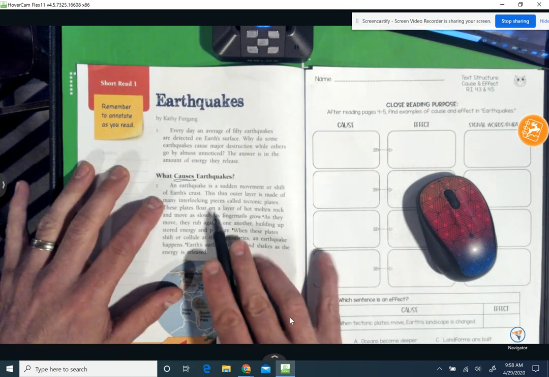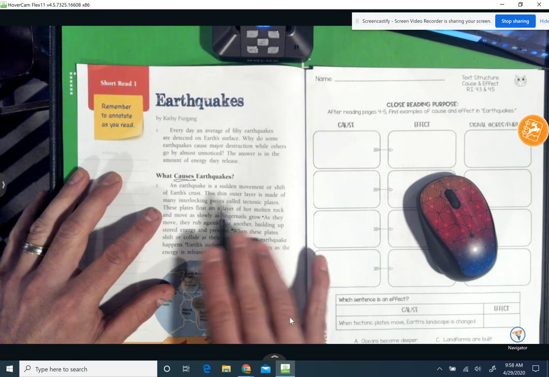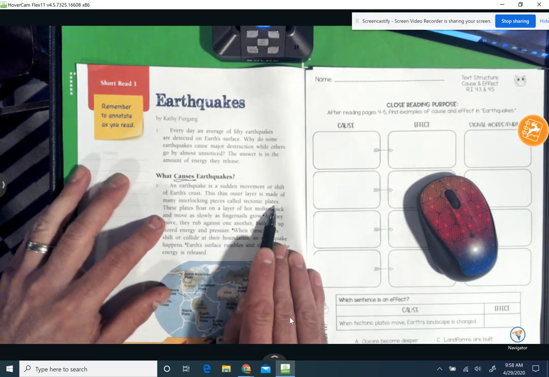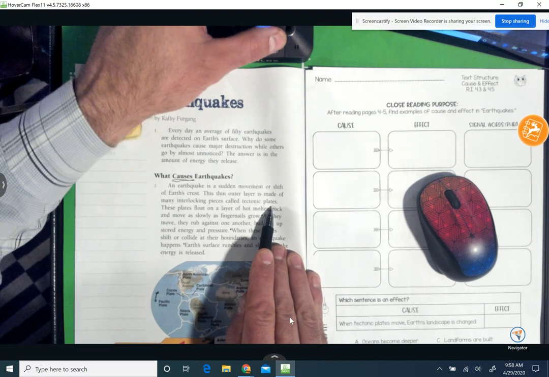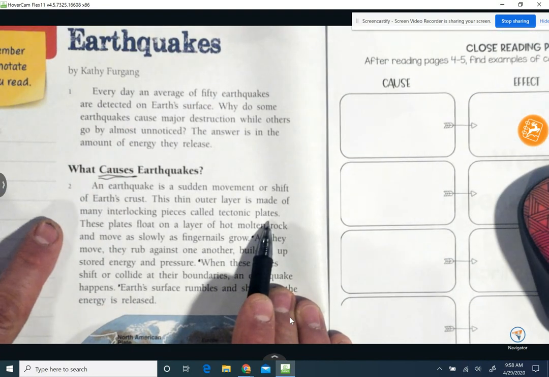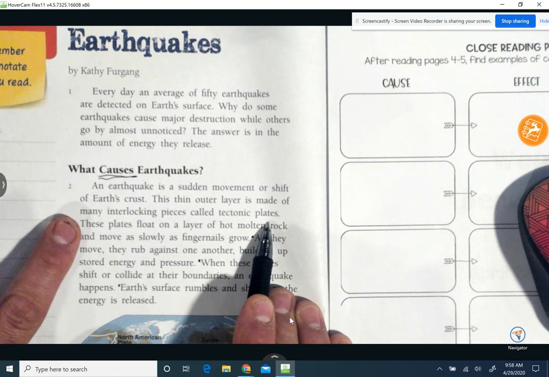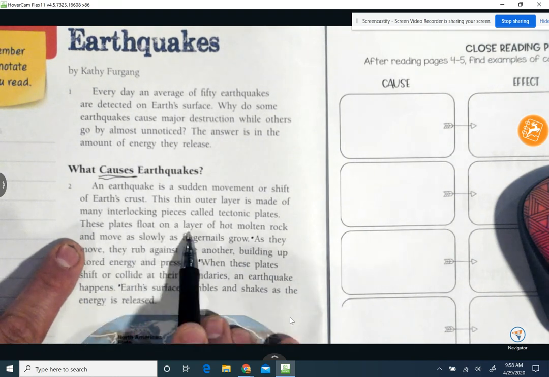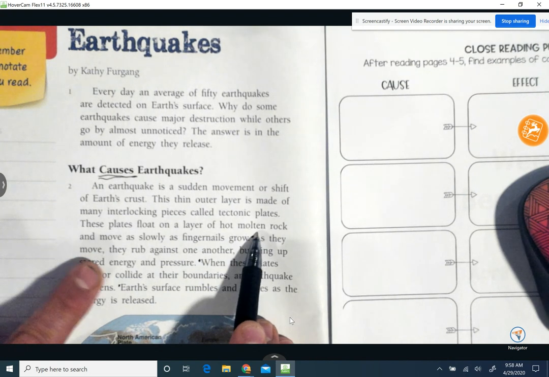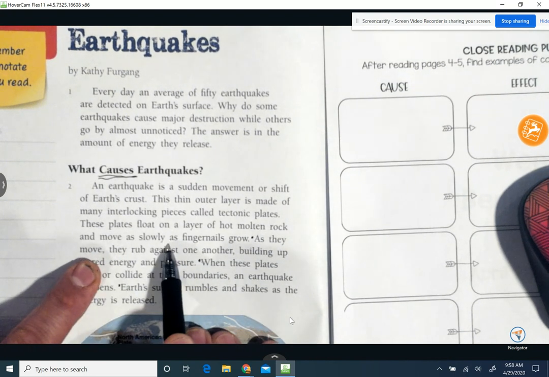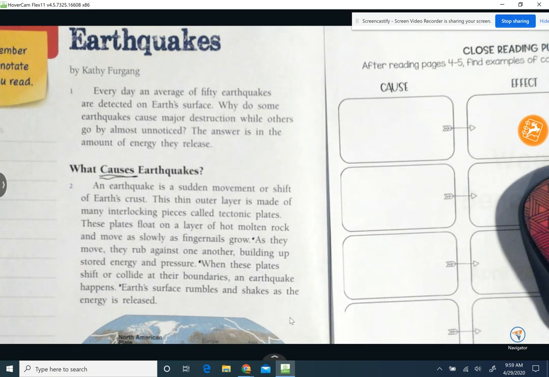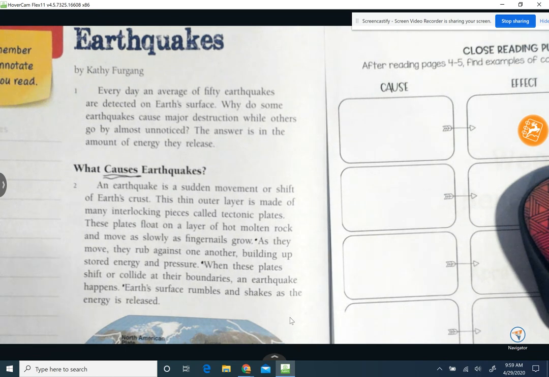Okay. This thin outer layer is made of many interlocking pieces called tectonic plates. That sounds just kind of like a fact, right? It's not causing anything, right? It's just a fact. So I'm going to continue reading. These plates float on a layer of hot molten rock and move as slowly as fingernails grow. Okay, so that's just telling me that these plates are floating.